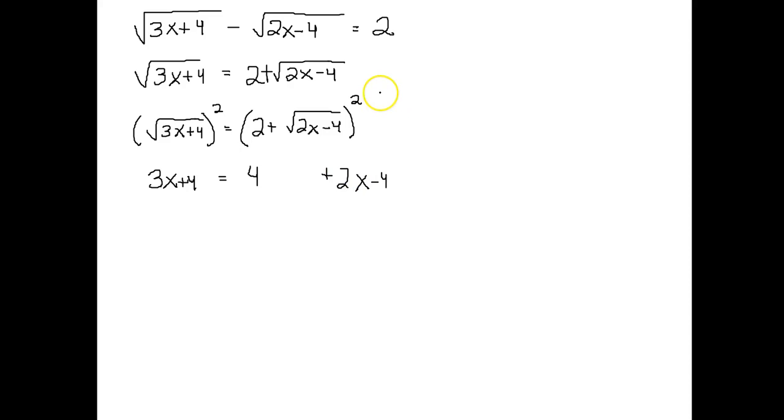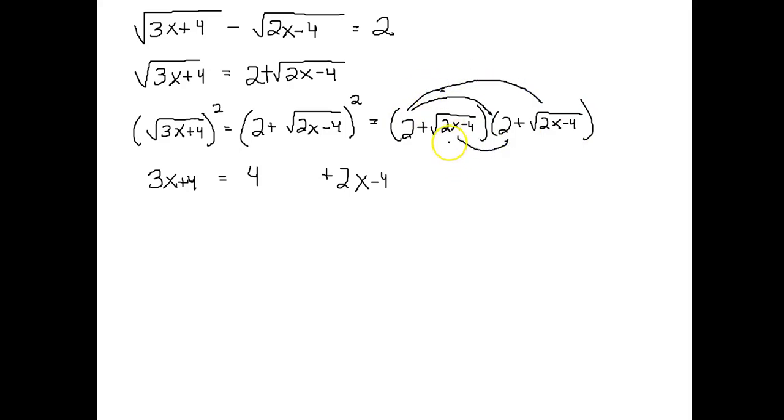That's not enough. Keep in mind that 2 plus the square root of 2x minus 4, when squared, means you're multiplying that whole binomial by itself. So you have to distribute. Or in your case, you're probably thinking FOIL. So 2 times 2 will give you this 4 here. And the last term, square root of 2x minus 4 times square root of 2x minus 4, will give you 2x minus 4 here. But you have outer and inner, which are going to give you plus twice 2 square roots of 2x minus 4. So plus 4 square roots of 2x minus 4.